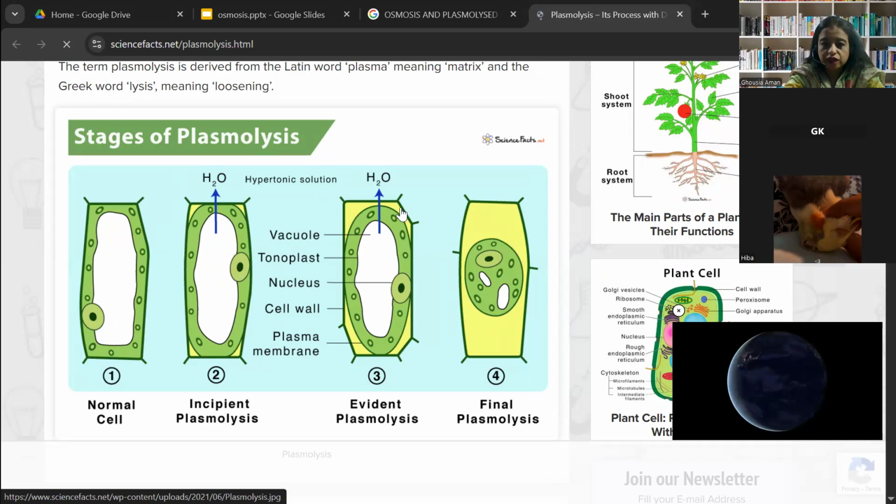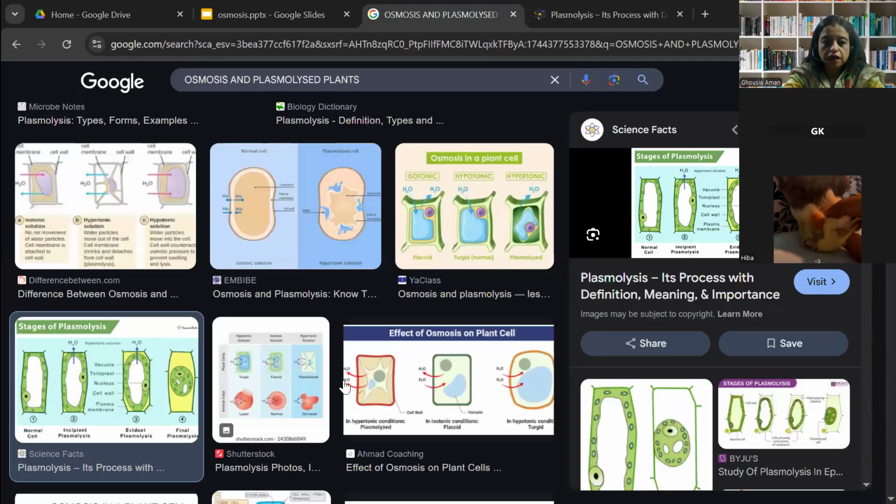And then in cell number 3, the gaps are more. And then in cell number 4, you can see the cytoplasm is concentrated in one point, and so a large gap is created between the cell membrane and the cytoplasm. So this is the plasmolyzed cell. All right. Okay. Now see this picture.